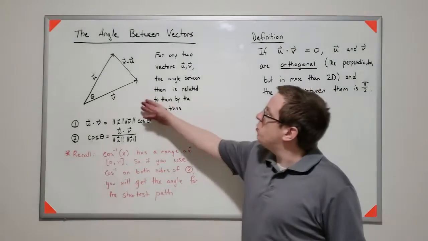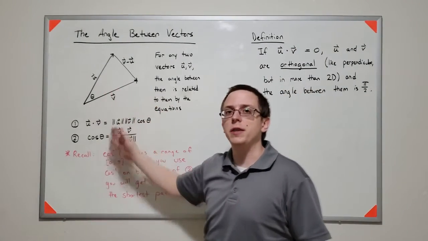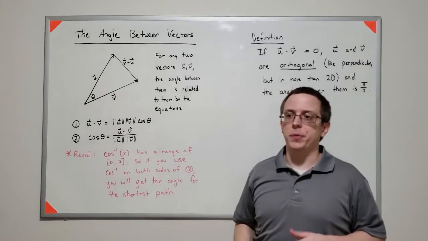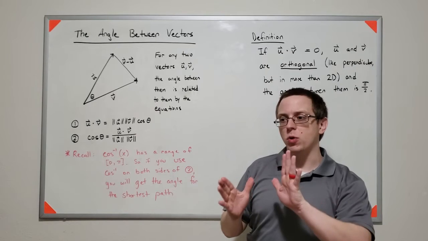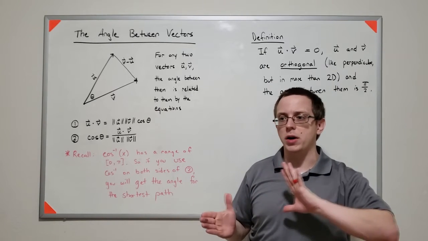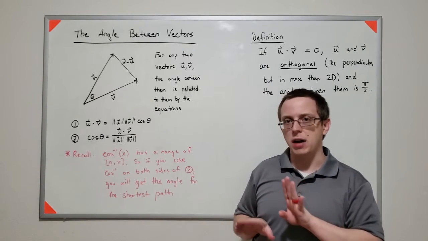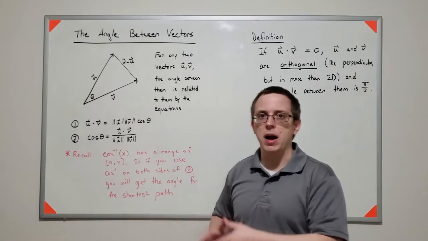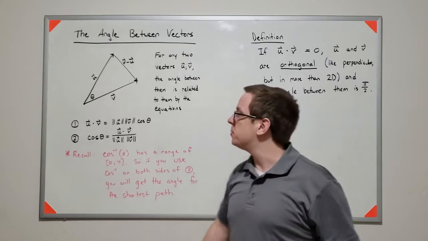So if we have two vectors, u and v, we might want to figure out what the angle is between them, because that can be useful when we think about physical quantities and how these vectors relate to one another in not only a mathematical sense, but in a lot of ways a physical sense.